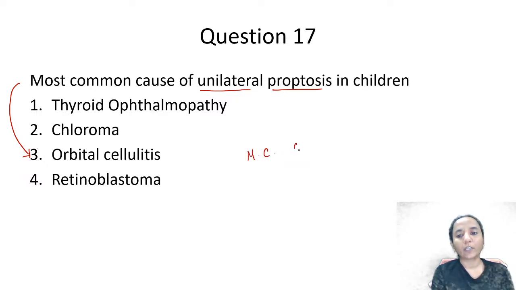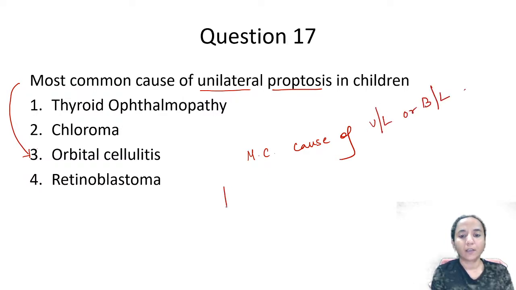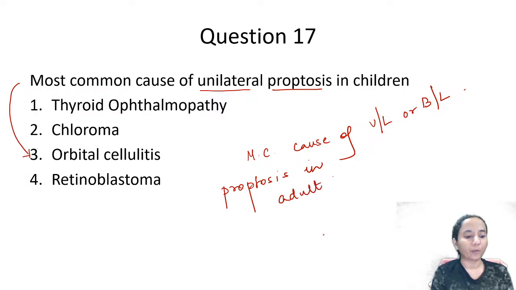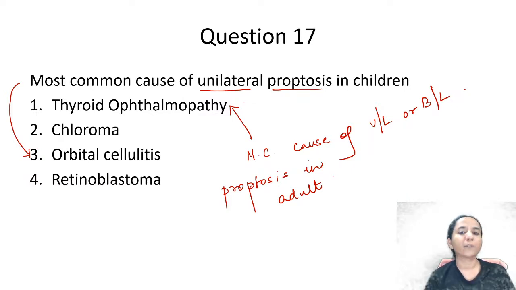And if I ask you what is the most common cause of unilateral or bilateral proptosis in an adult? Most common cause of unilateral or bilateral proptosis in an adult is thyroid ophthalmopathy. Correct. So the most common cause of proptosis in a child is orbital cellulitis, and the most common cause of proptosis, whether unilateral or bilateral, in an adult patient is thyroid ophthalmopathy.